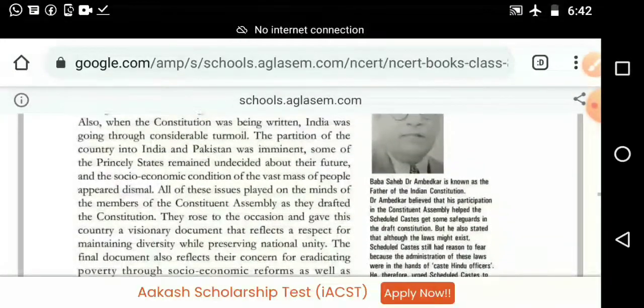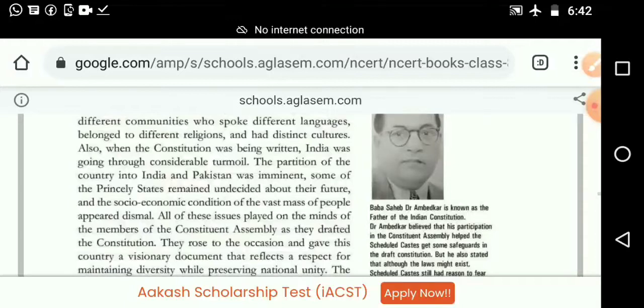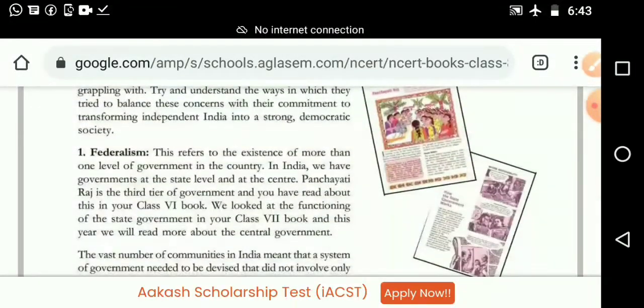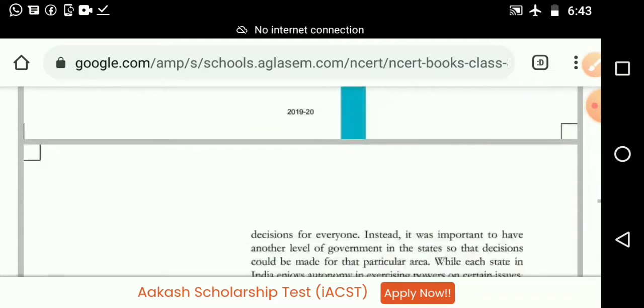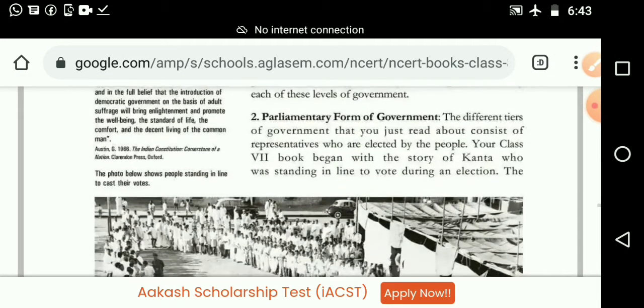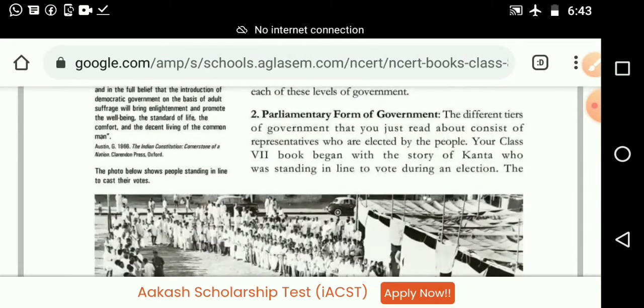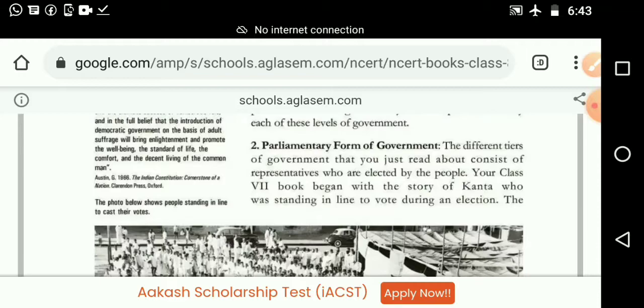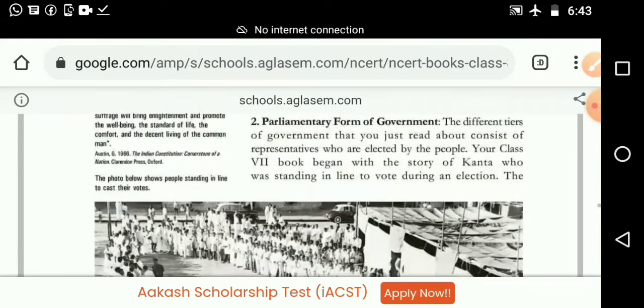And who is the architect of the constitution? Dr. B.R. Ambedkar. That we already studied. And the details you can see. The main features of the Indian Constitution. First one is federalism. Second point is the parliamentary form of government. We have different tiers, central government, state government, like that. In that, local government we studied in 6th standard, and in 7th standard we studied about state government.